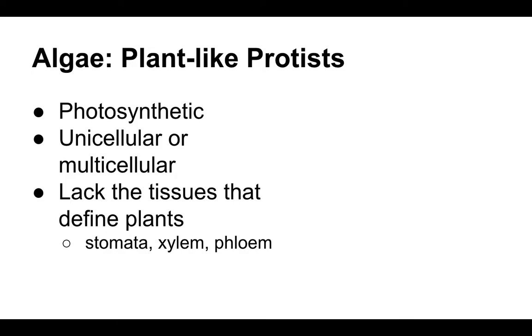They have pores on the bottom of their leaves that let in gases. Obviously, algae that live in the ocean don't need to be letting gases into their tissues because there's no air. And then they have xylem and phloem, which are vascular tissues. Those are things that act like our veins to bring nutrients and to bring water throughout the plant.